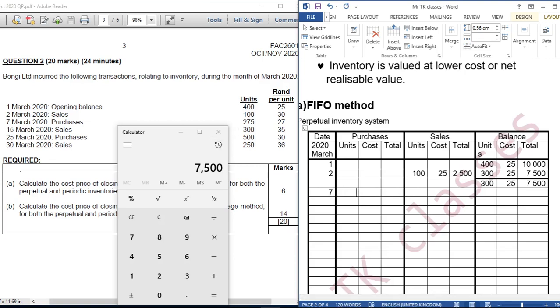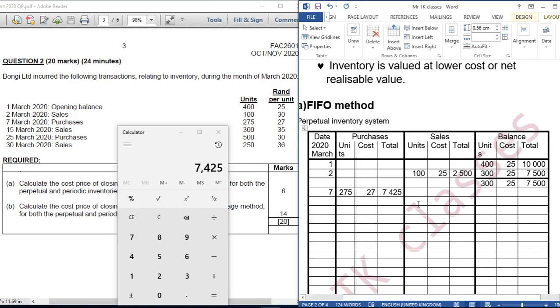So we purchased 275 items. And for these 275 items the cost was 27, right? 275 multiplied by 27 gets 7,425. Okay, we get 7,425.